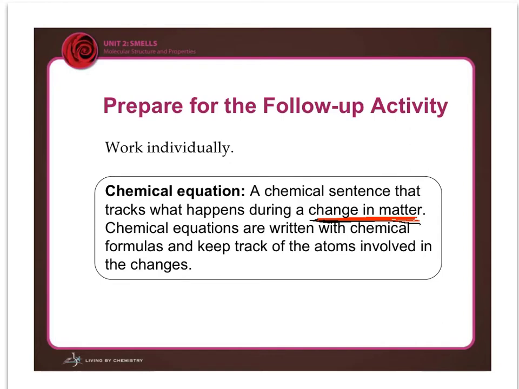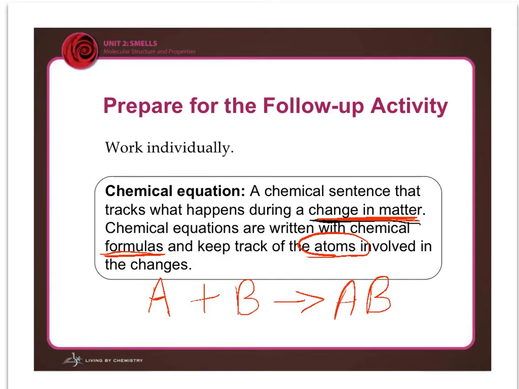Chemical equations are written with chemical formulas. We've seen chemical formulas, and they keep track of all the atoms that are involved. So we look at a chemical equation. It is something as simple as taking an element A, let's say, an element B, and we smush them together and we get element AB.